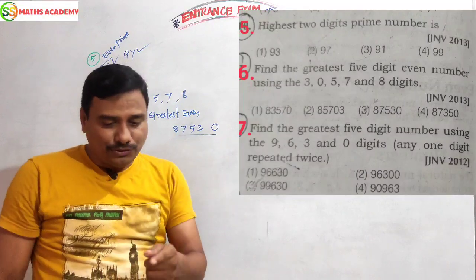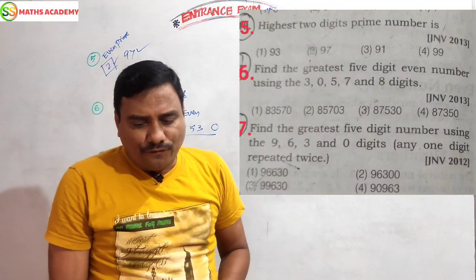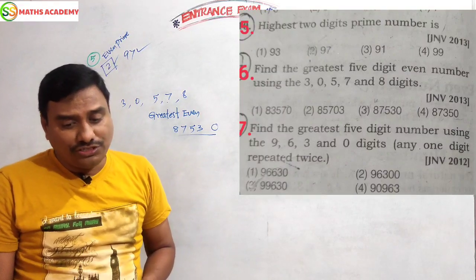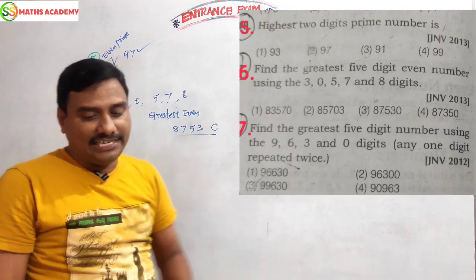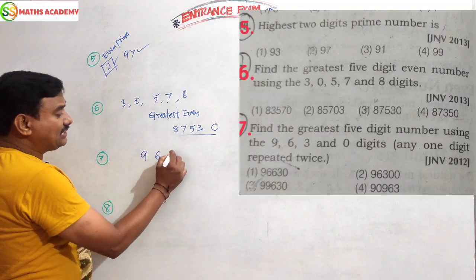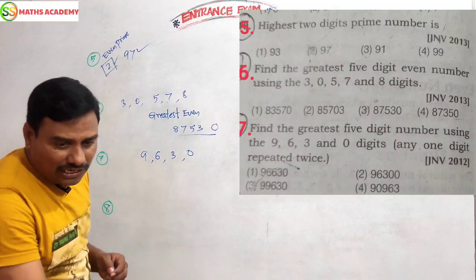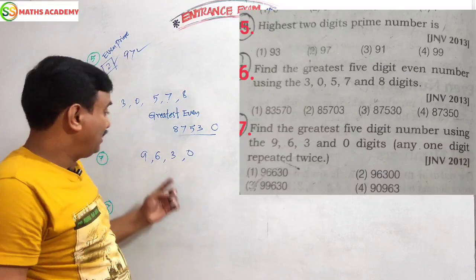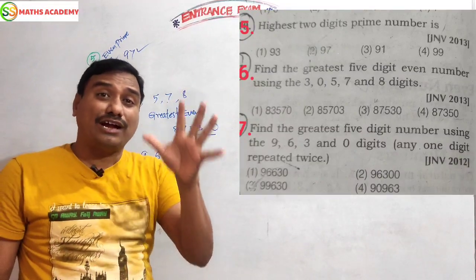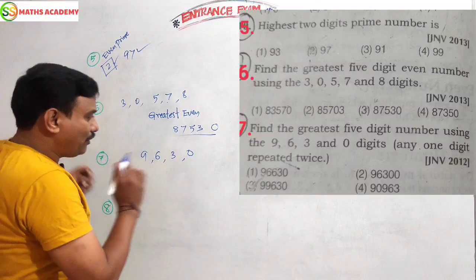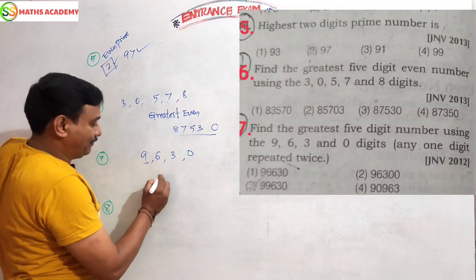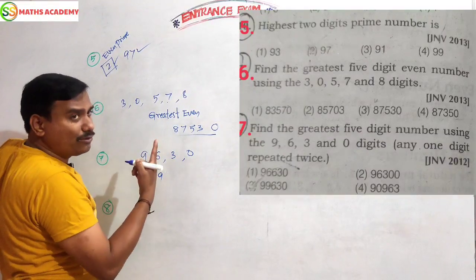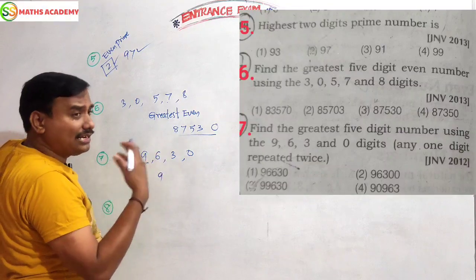I am reading the question here. Find the greatest 5-digit number using the digits 9, 6, 3, 0, where any one digit can be repeated twice. By using these 4 values, we have to write the greatest 5-digit number. Sir, here 4 digits are given, and we have to write a 5-digit greatest number. First of all, can you say which is the greatest digit? 9. Any one digit will be repeated once, meaning I have to take the big number 9 again.